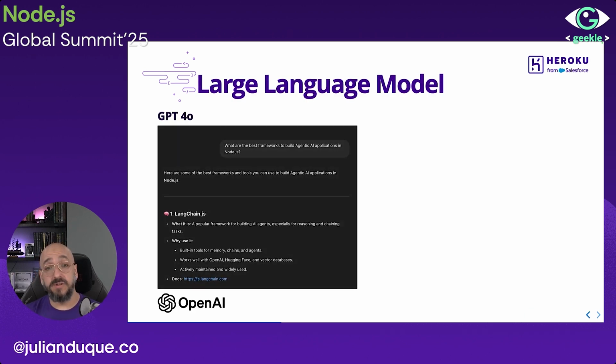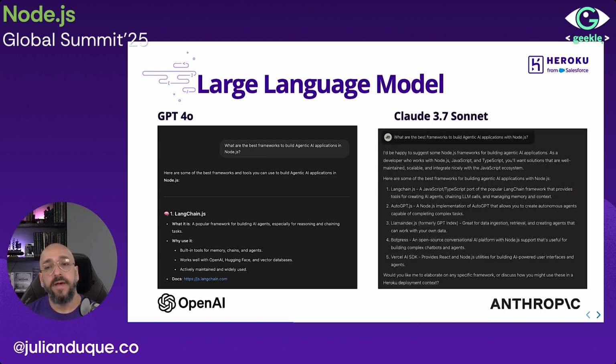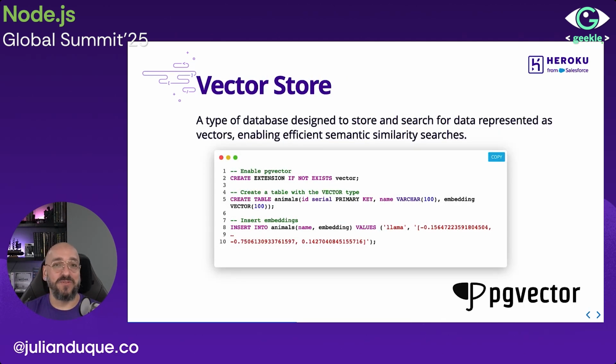Also, we need to pick a large language model. The most popular and common one is the large language model provided by OpenAI, which you might have used with ChatGPT. But there are also other models like the ones offered by Anthropic or Mistral or Gemini. Here is a comparison of the same question that I asked ChatGPT using the GPT-4o model and Claude 3.7 Sonnet: what are the best frameworks to build agentic AI applications in Node.js? Both chose the first option, LangChain JS, for the two of them. So we decided to use LangChain JS as our orchestration framework for sure.